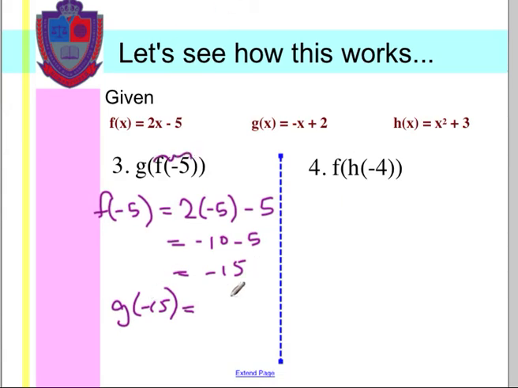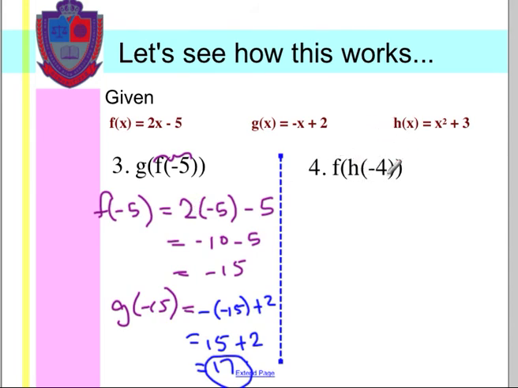So g of negative 15, remember it's negative x plus 2. So my x is actually negative 15, so you keep that in parentheses. This actually becomes 15 plus 2, and my final answer is 17. Be careful. The really tricky thing is you have to remember to do the parentheses first.